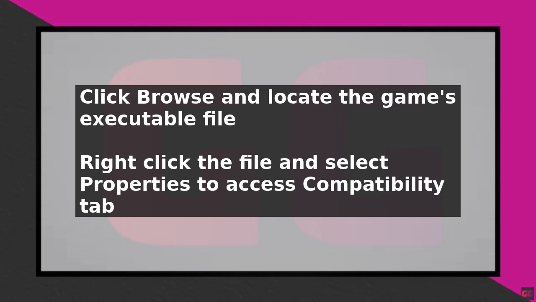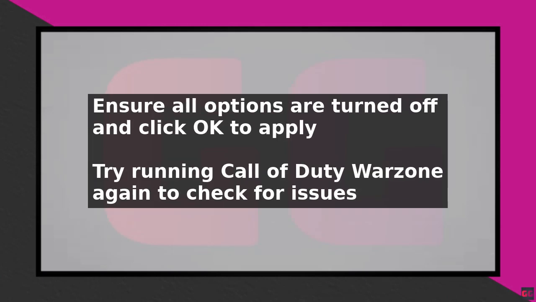If this doesn't resolve the issue, click Browse and locate the game's executable file, which is usually labeled as Call of Duty or Warzone. Right-click this file, select Properties, and go to the Compatibility tab. Ensure all options are turned off, with no check marks, and then click OK and Apply. Try running Call of Duty Warzone again.